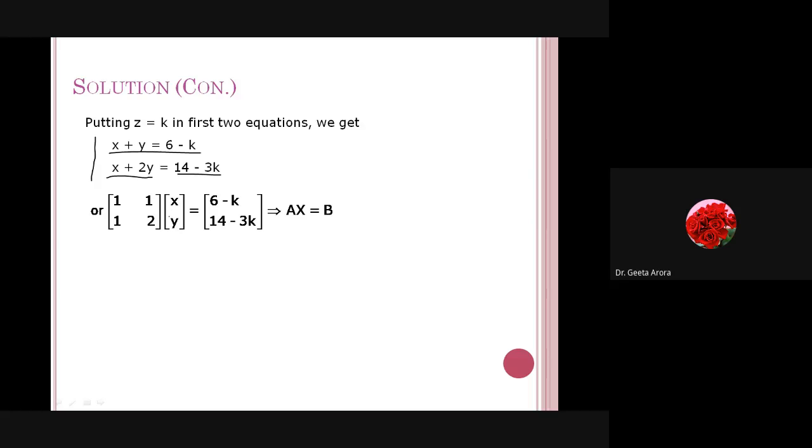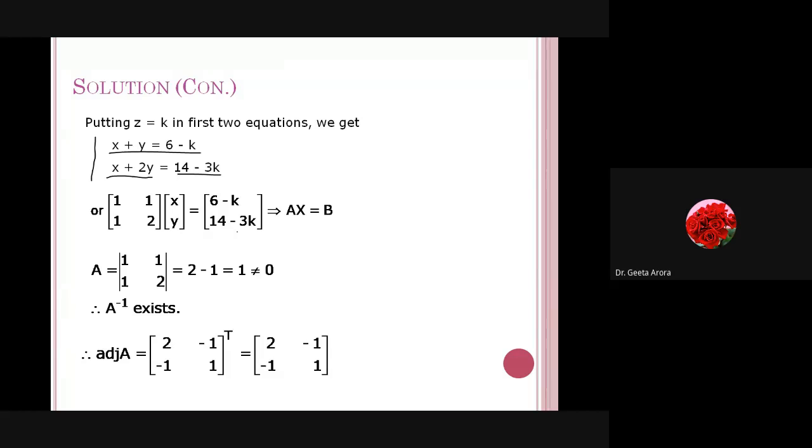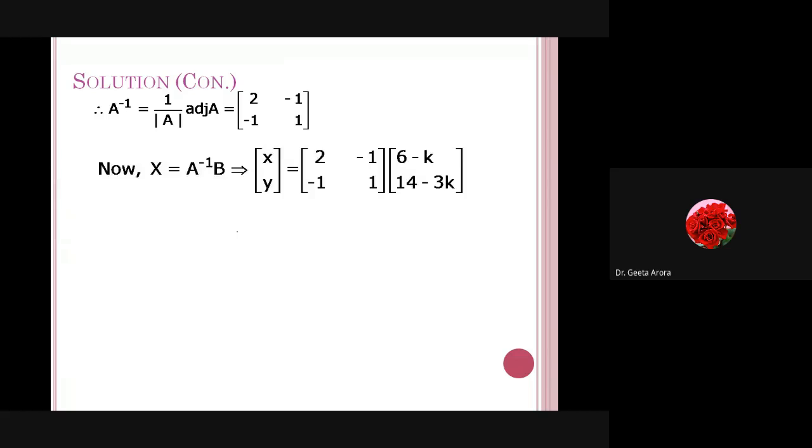This is our right hand side, and it is equal to [6 minus k; 14 minus 3k]. It is just looking like a 2 by 2 system. And if we go through it, we have to find A inverse again. A inverse exists since the determinant is 1, not equal to 0. So we have to find the adjoint of A, the transpose of the cofactor matrix, and A inverse is adjoint A by determinant A. Here you should not be confused about what capital X is. Capital X here should be x and y, because we are looking for the values of x and y as the unknowns.